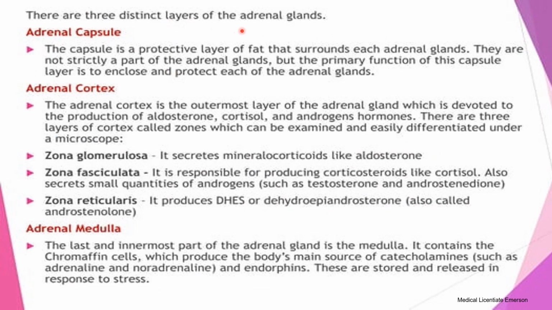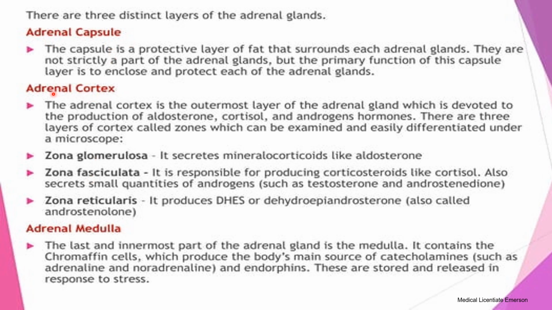Okay, then there are 3 distinct layers of the adrenal glands. You have the adrenal capsule. This adrenal capsule is a protective layer of fat that surrounds each adrenal gland, and it is not strictly a part of the adrenal glands themselves. But the primary function of the capsule layer is to enclose and protect each of the adrenal glands. That's why in anatomy, don't just put capsule anywhere, because there are a lot of capsules. We have the adrenal capsule, the renal capsule. So that's why we're supposed to follow this: adrenal capsule, adrenal cortex, adrenal medulla.